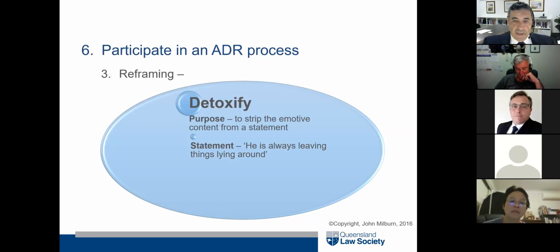So let's take this statement. Now, I know there's an answer in the notes, but what do you think? You're in a mediation session. Somebody says he's always leaving things lying around. Quick fire, what's a reframed statement relevant to that toxic statement? Any thoughts?